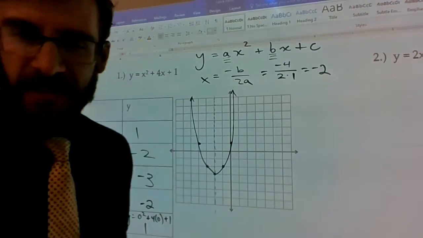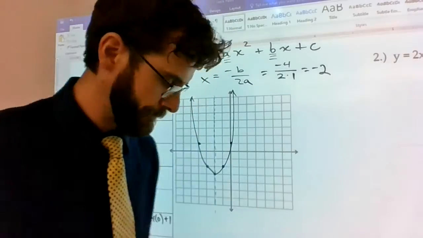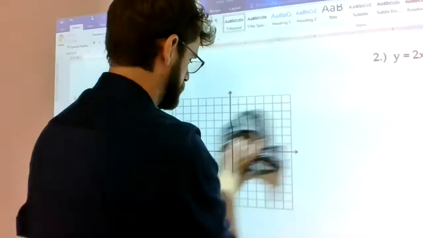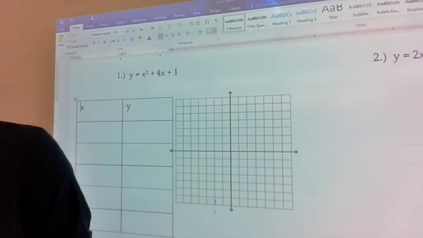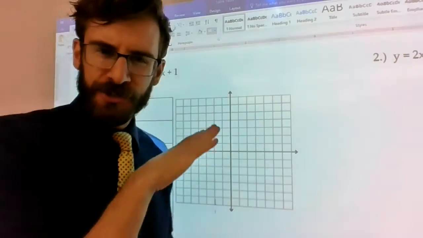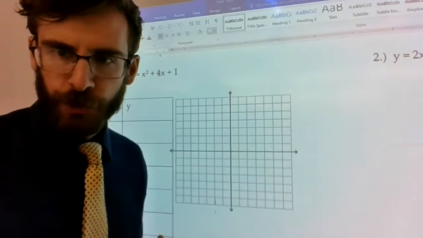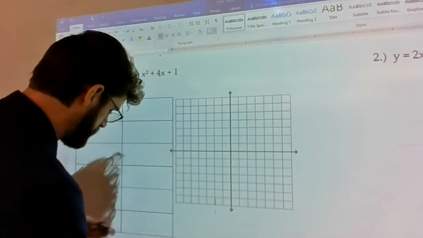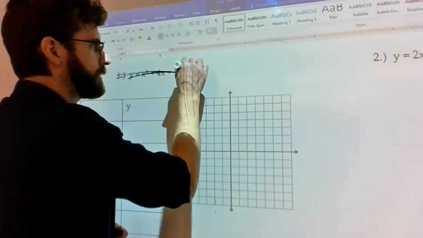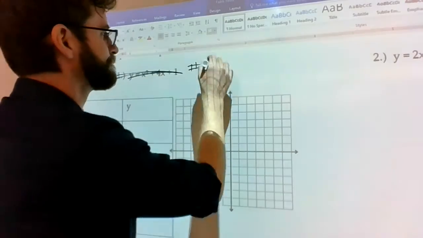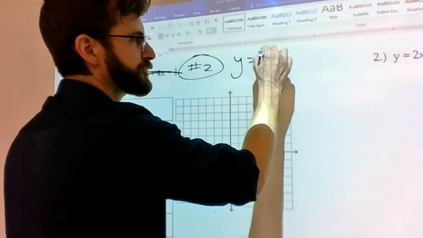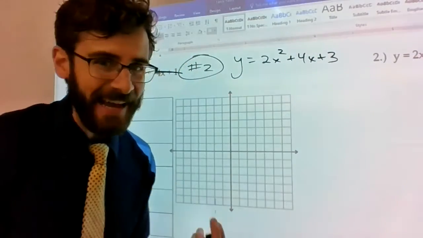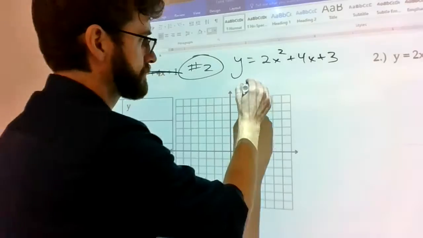All right, let's try this again with number 2. All right, so you know what? I'm just going to use the same graph for 1, 2, 3, and 4. So right now, I'll just say this one's number 2. So number 2 is y equals 2x squared plus 4x plus 3. Exact same procedure comes from this.